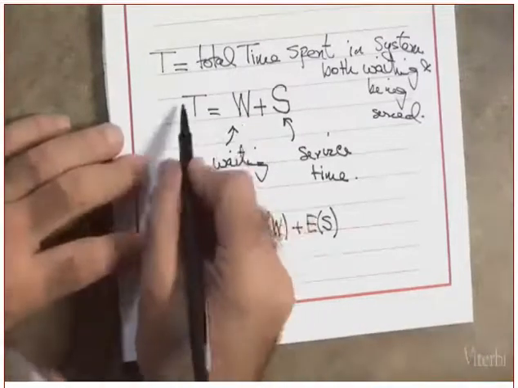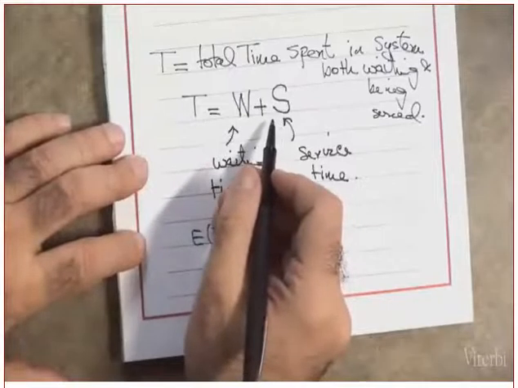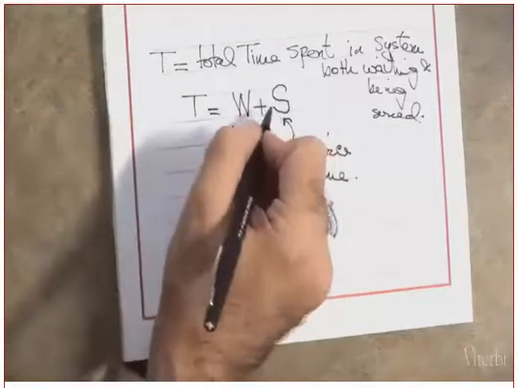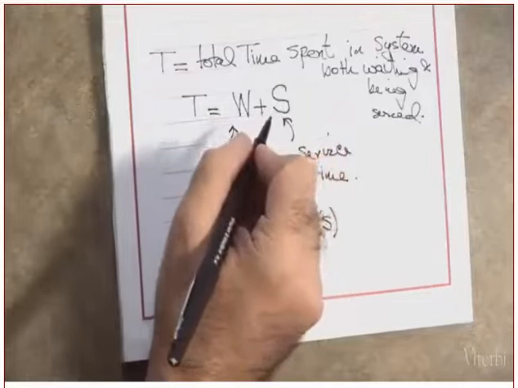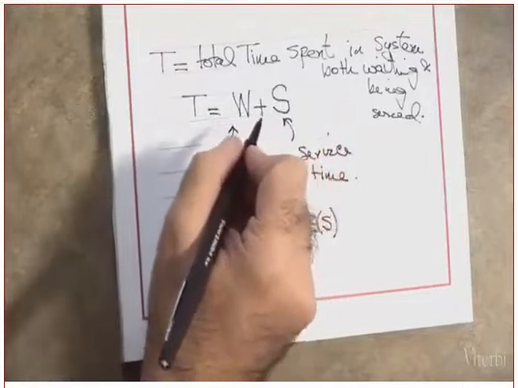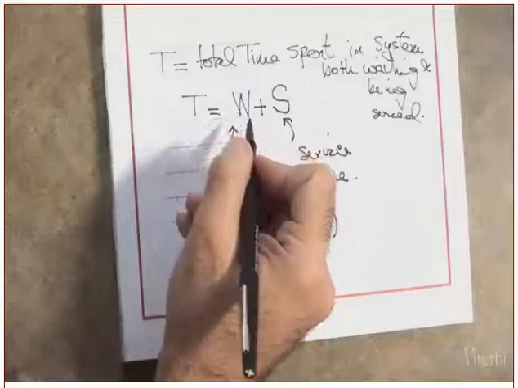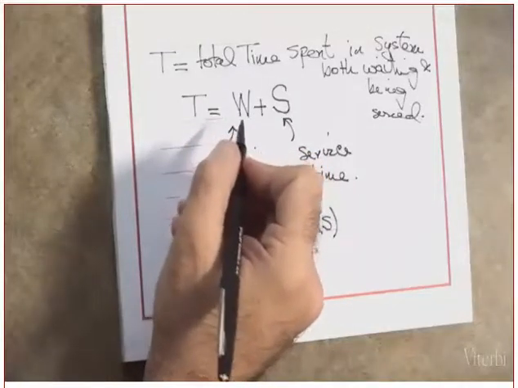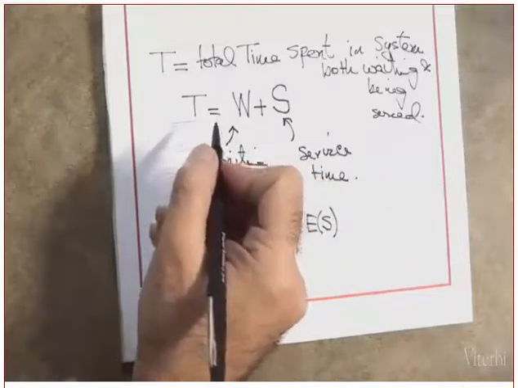Okay. T, W, S. Every one of them, are they random variables? They are random variables. Clear? Let me ask a question. What type of random variable is S, the service time? Discrete or continuous? Continuous. What type of random variable is W? Is it discrete, is it continuous, or is it mixed?